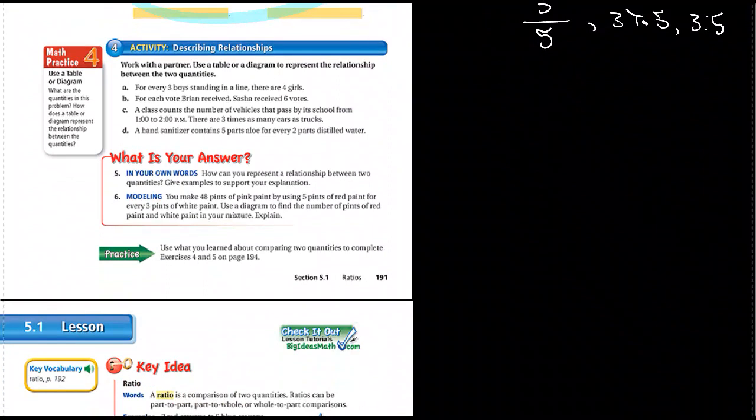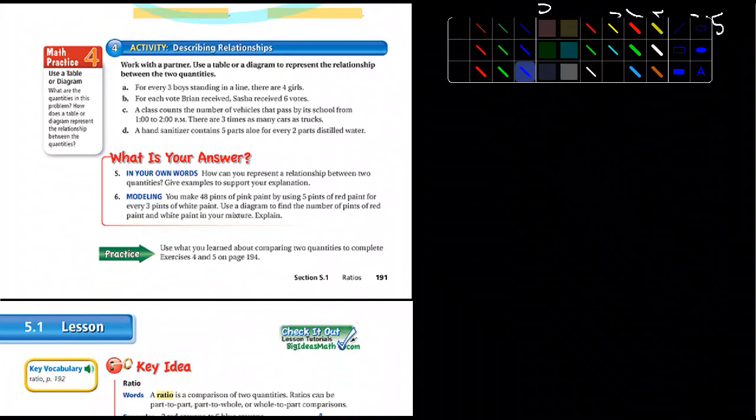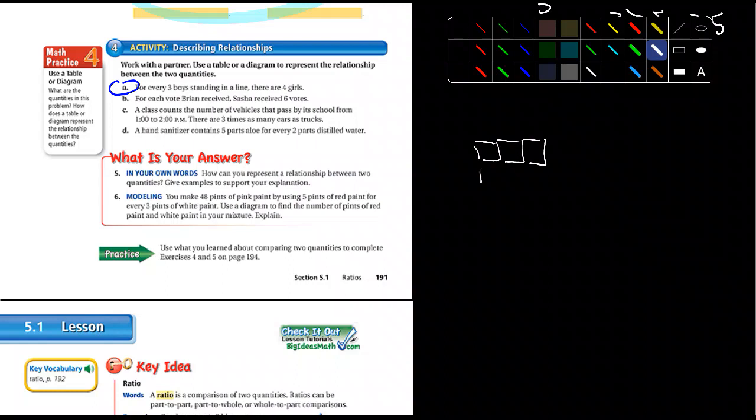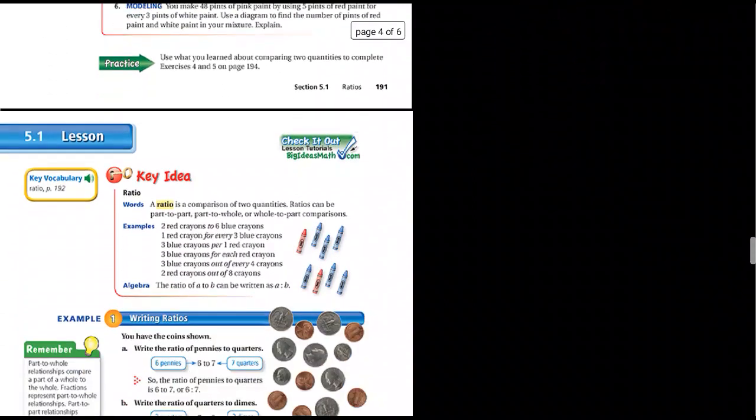For number 4 here, I'm looking at A, and it says for every 3 boys standing in line, there are 4 girls. And it says use a table or diagram to represent the relationship. Well, we're going back to what I was just talking about a couple minutes ago. I could do 1, 2, 3, and then there's 3 boys for every 4 girls. All right, so that would represent the relationship.